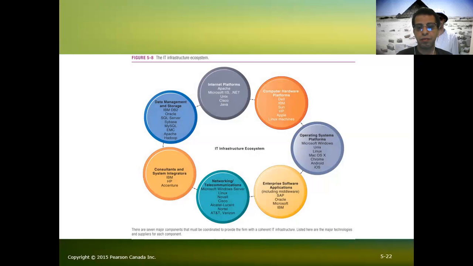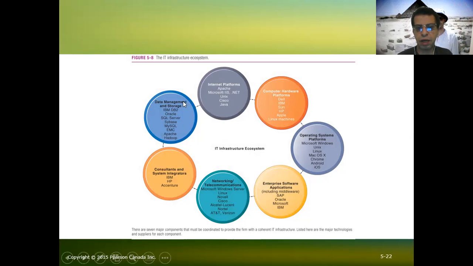So the IT infrastructure ecosystem is made of different pieces that we need to look at. And as we said in the education, we looked at it from the top to the bottom. In order to determine the bottom, we needed to look at the top. Here, these pieces are what it's made of overall.